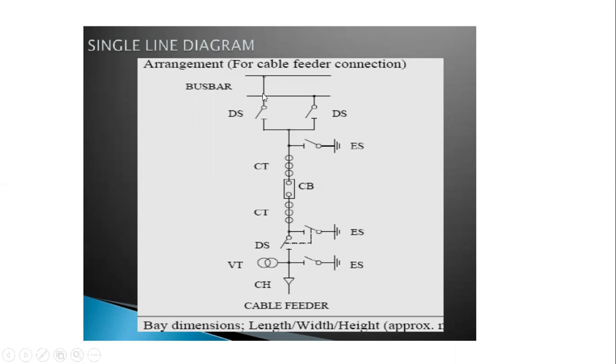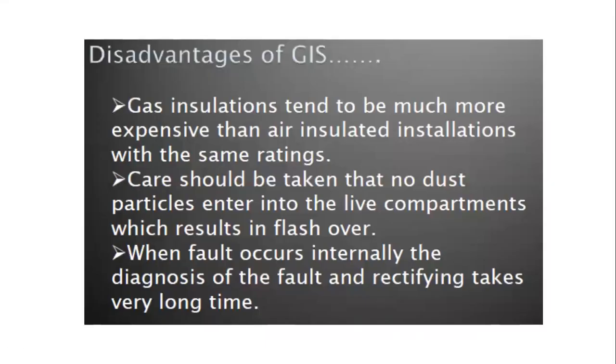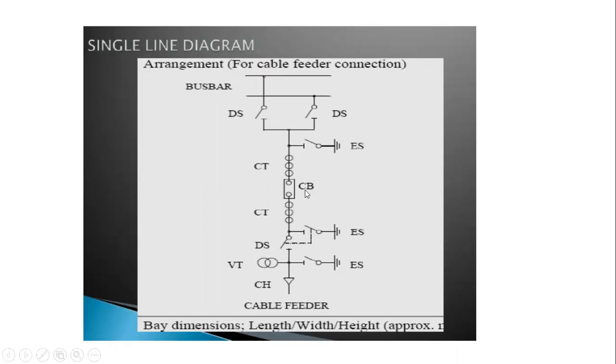Okay, next coming to the single line diagram. This is the single line diagram for the gas insulated substation. In that we are using so many current transformers, earthing switches, digital switches, and also CTs and PTs. By using these CTs and PTs, we can measure the voltage and the current at various stages, and also the circuit breakers. By using these circuit breakers we will protect the substation from faults.